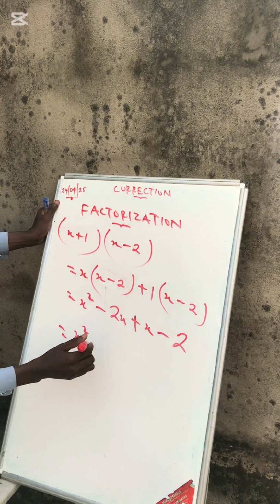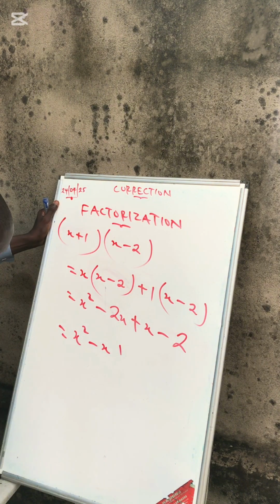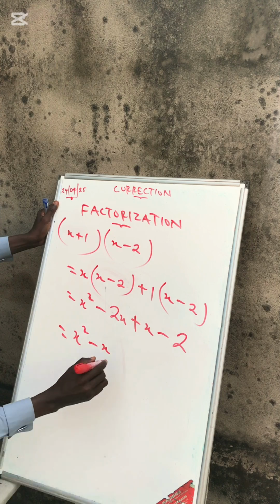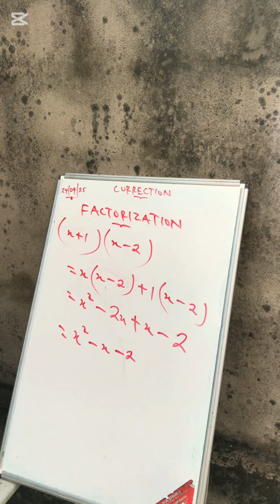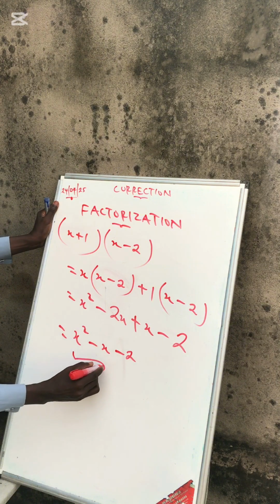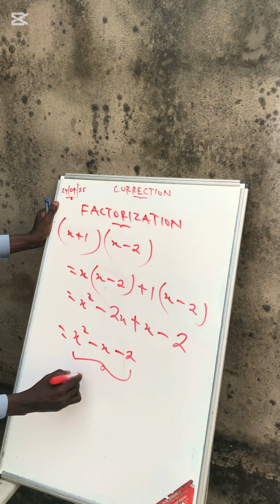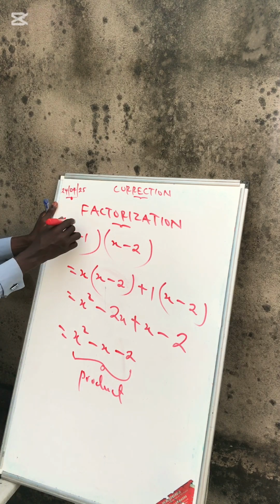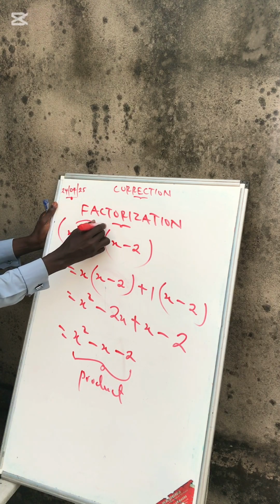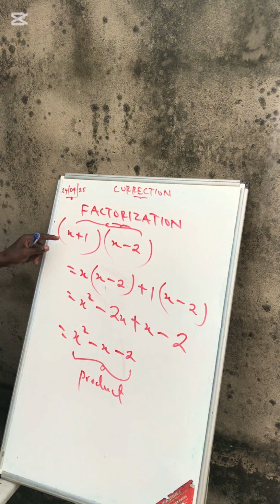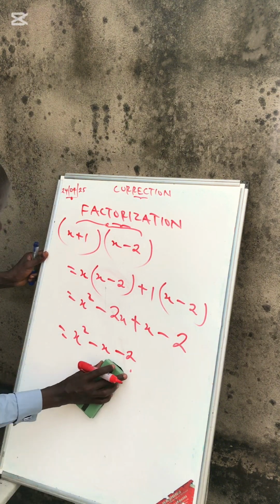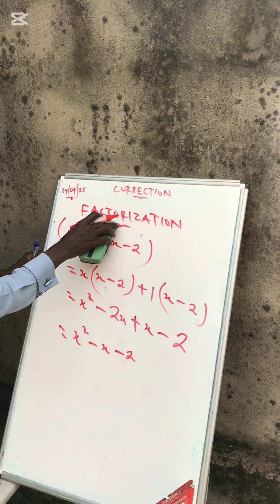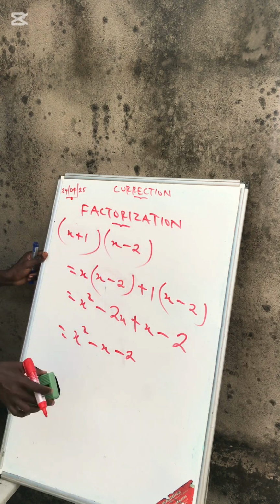So minus 2x plus x is minus x, minus 2. And that's the answer. Now look at that. This one is called a product, while x plus 1 and x minus 2 are called factors. Do you understand? Yes. Beautiful. So write this.